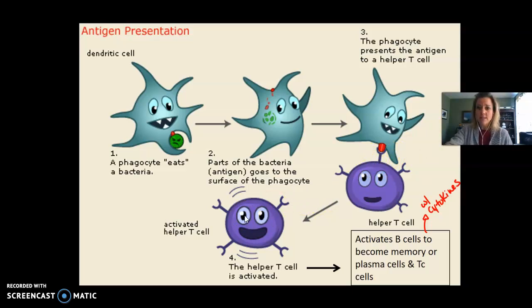And now that our helper T cell is activated, he can send out cytokines to stimulate cytotoxic T cells to divide and to form more cytotoxic T cells and memory T cells. And then those cytokines can also activate B cells to start dividing to form more memory B cells and plasma cells as well. Those cytokines are also going to stimulate the B cells to produce more antibodies in greater quantities.